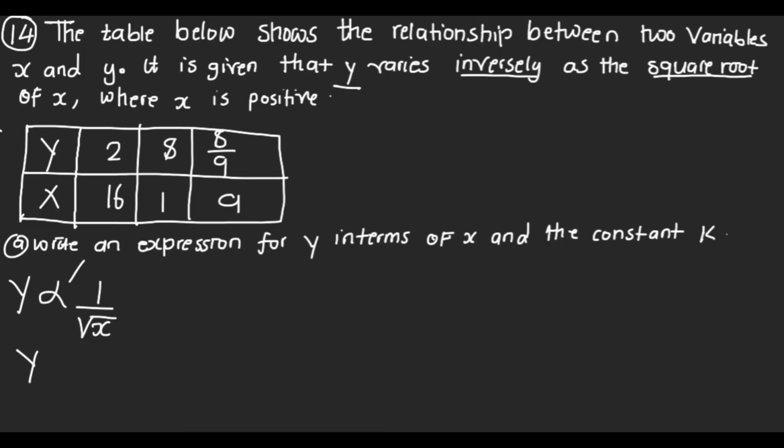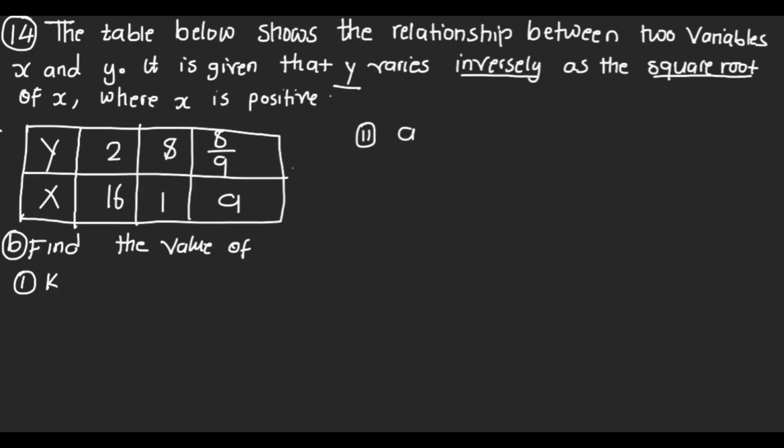So then from there we now change this sign into an equal sign, then we introduce the k. Where there is 1 here, we put k, so k over the square root of x. So this is our equation. Okay, so now we move on to B, Roman number 1. We want to find the value of k. So the equation is y is equal to k over the square root of x.